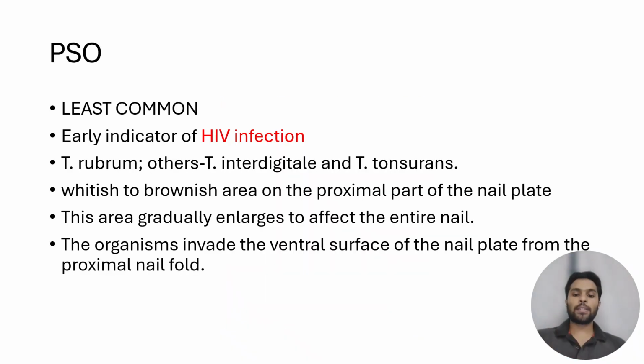And coming to PSO, that is proximal subungual onychomycosis. It is the least common type, and it is an early indicator of HIV infection, most commonly by Trichophyton rubrum, just like DLSO. Others, interdigitale, then tonsurans, and it's seen as a whitish to brownish area on the proximal part of the nail plate, and this area gradually enlarges to affect the entire nail.